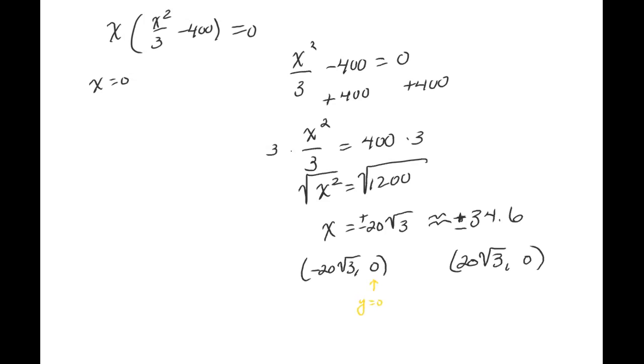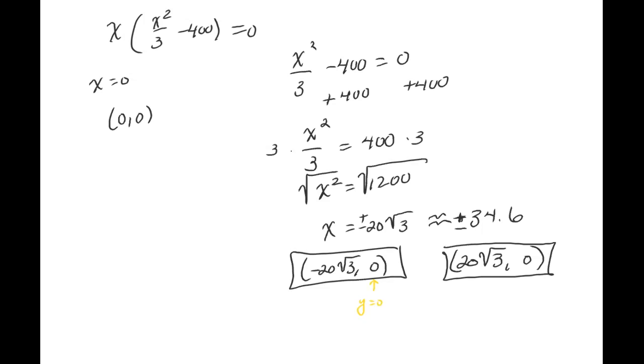Okay, so I have 3 coordinate pairs. At x equals 0, that gives me the point (0, 0). We already discovered that, so that's really not an extra pair. These are x-intercepts, and then the y-intercept occurs at (0, 0). That also happens to be an x-intercept. Okay, so we have the intercepts. Let's move on to the next step.